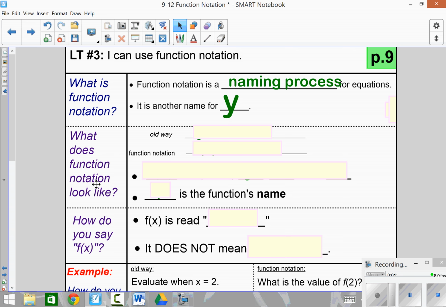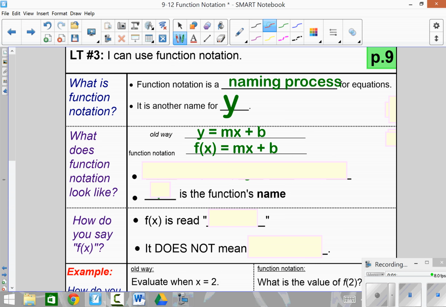What does function notation look like? The old way, the way we're using right now, is y equals mx plus b. You should recognize this. We always said y equals mx plus b. What does y equals mx plus b look like in function notation? The mx plus b stays the same. The y changes. Remember, it's another name for y, and that y changes into a symbol that looks like f with an x in parentheses.